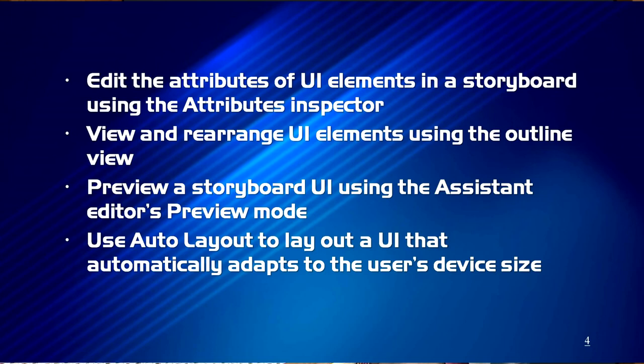After that, we have to edit the attributes of the user interface elements in the storyboard using the attributes inspector. View and rearrange the user interface elements using the outline view, because the final outline view is very important, because that is how it looks to the customers. Preview a storyboard user interface using the assistant editor's preview mode. So, we have to use auto layout to lay out a user interface that automatically adapts to the user's device size. The next step is connecting the user interface to the code.